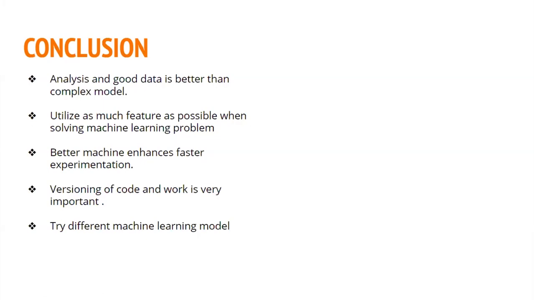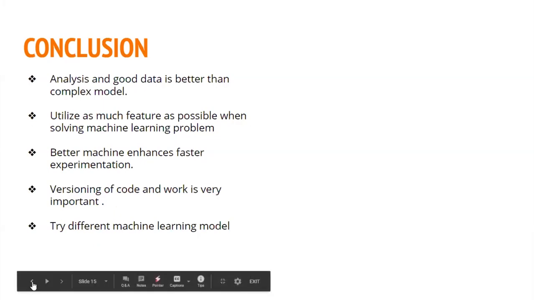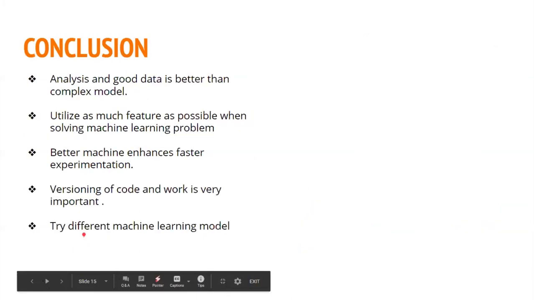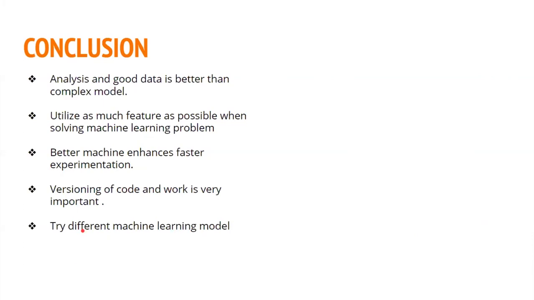Then I think also trying different machine learning models is very important in solving machine learning problems. A particular model might be good for a particular problem, while another model might not be good for another problem.